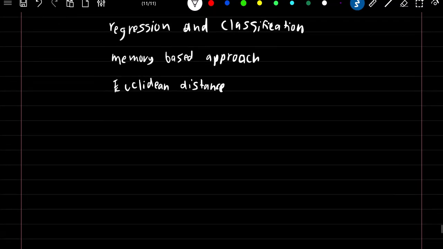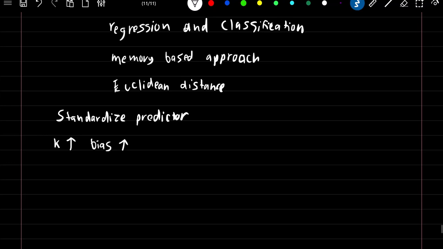Now, if you want to run a KNN algorithm, the first thing you should do is standardize your predictors if they're not already on the same scale. And then KNN has a tuning parameter k. As k increases, we can expect the bias to increase, but the variance to decrease. So as k increases, our flexibility decreases. As k decreases, our flexibility increases.